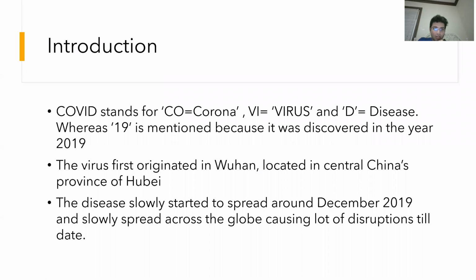First, we start off with the introduction. COVID stands for coronavirus disease, and 19 is mentioned because it was discovered in the year 2019. The virus first originated in Wuhan city, which is located in central China's province of Hubei. This disease is particularly found in bats and was later transmitted to humans due to the consumption of bat meat, and also the unsanitary ways of selling bat meat in the markets of Wuhan.